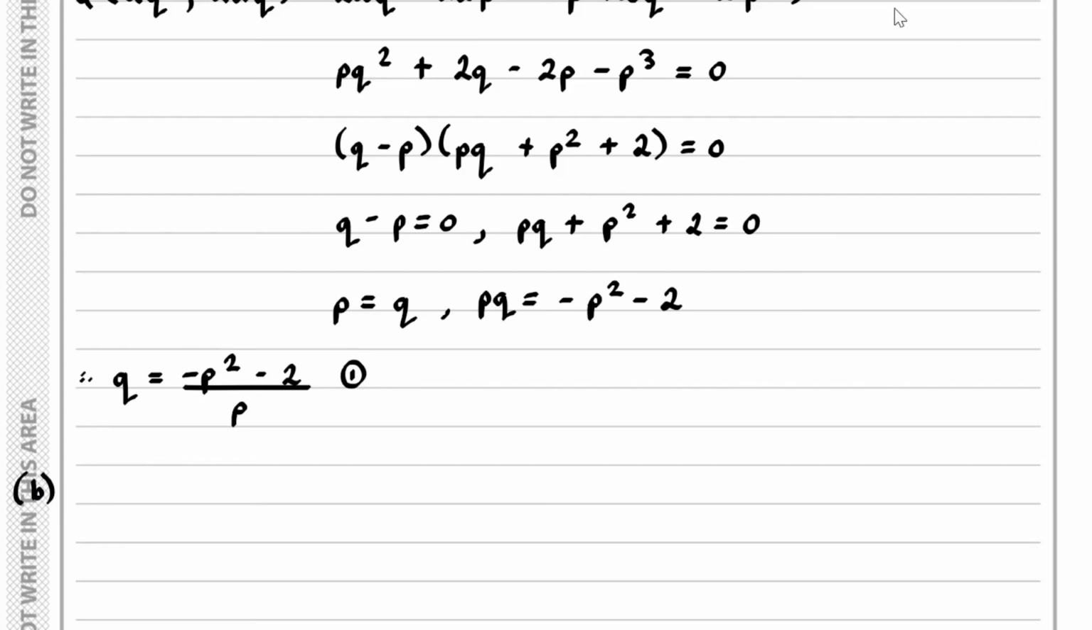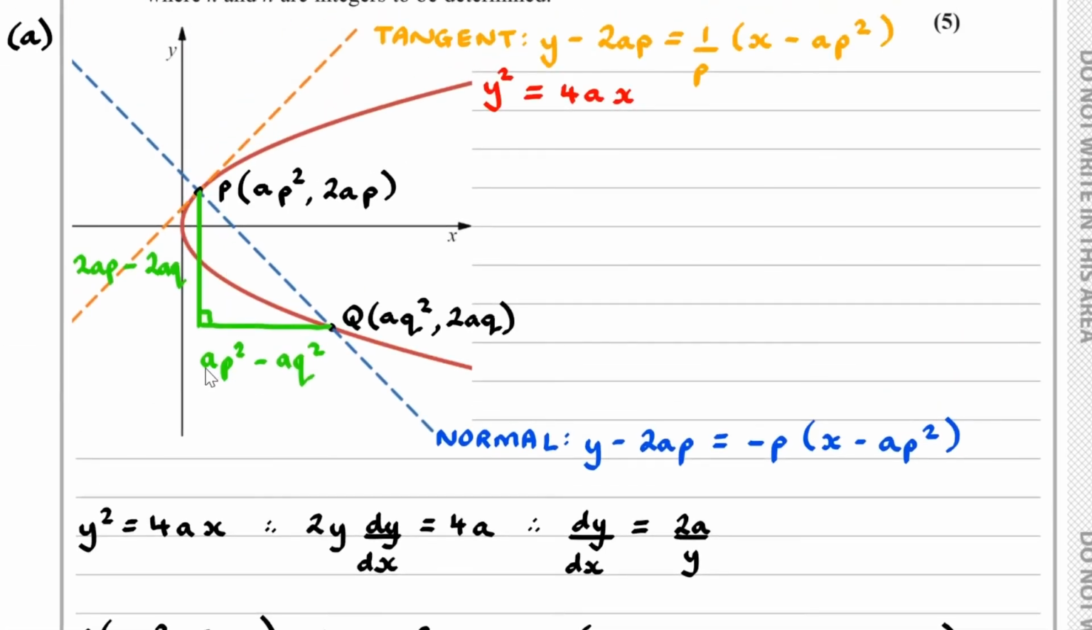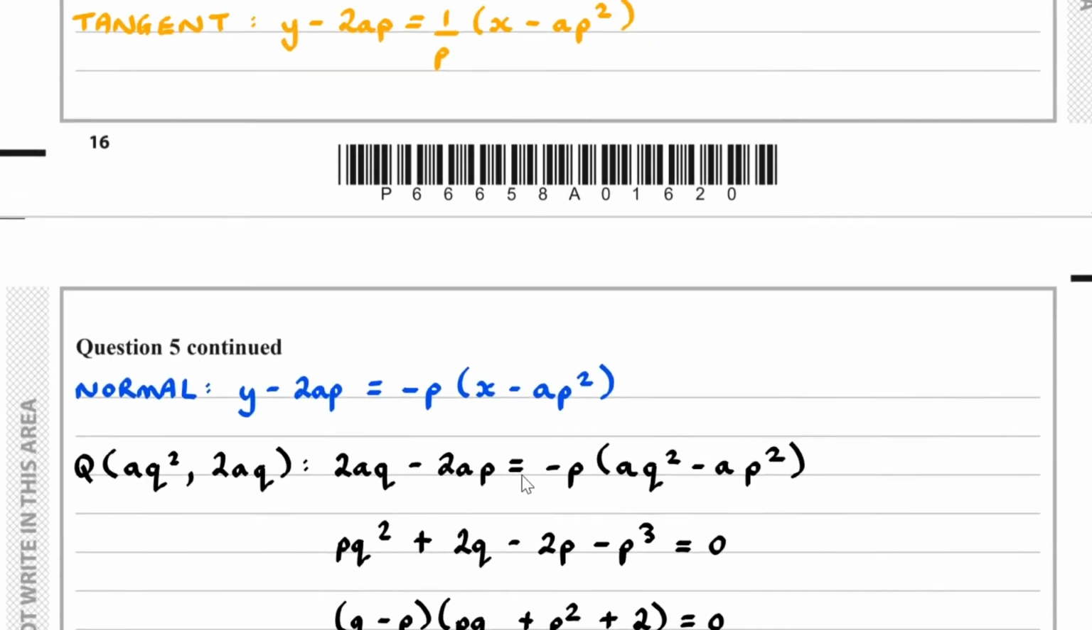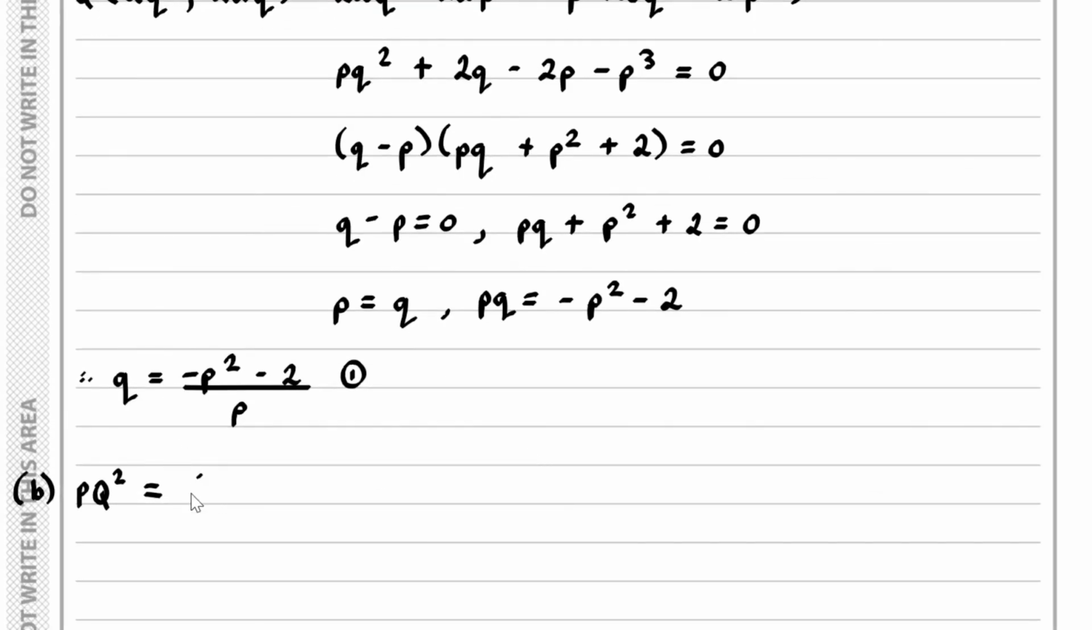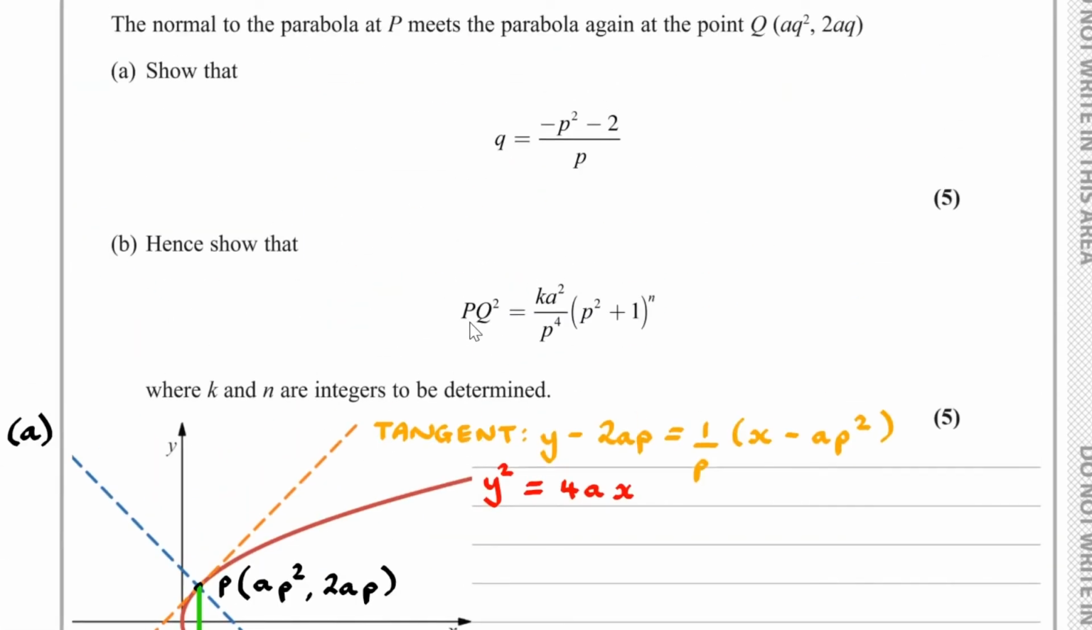So PQ squared will equal, from Pythagoras, well, we have AP squared minus AQ squared, which is all squared, and then we have 2AP minus 2AQ all squared. So now we need to tidy all of this up to somehow get a result which is in the form over here.